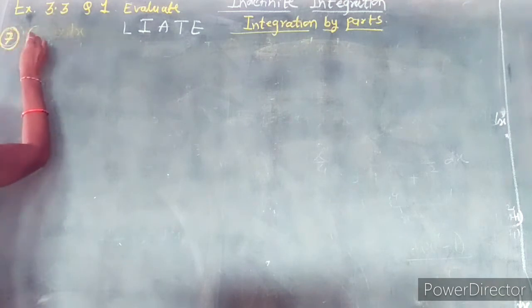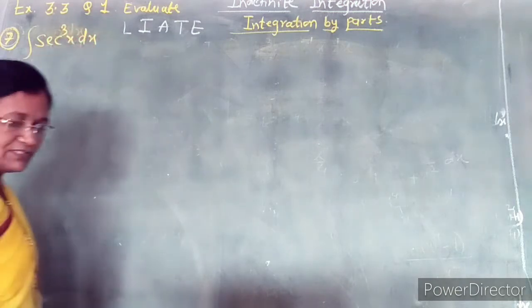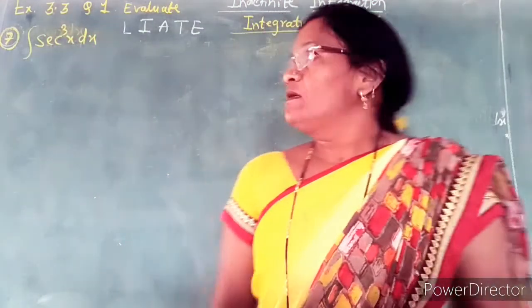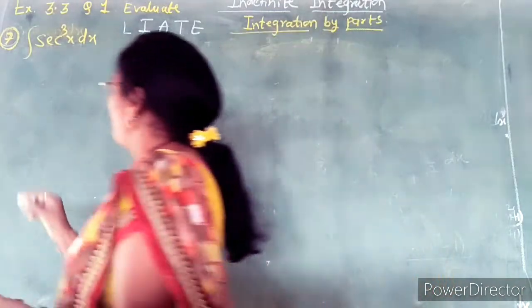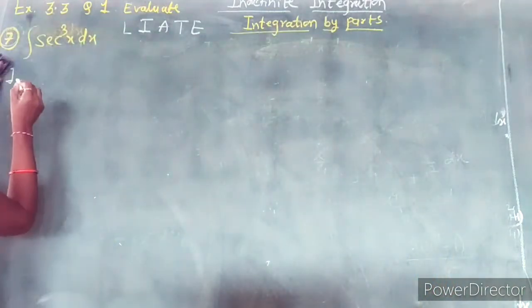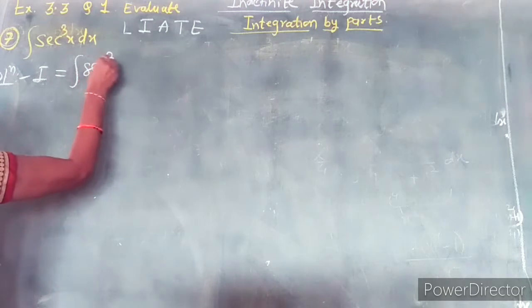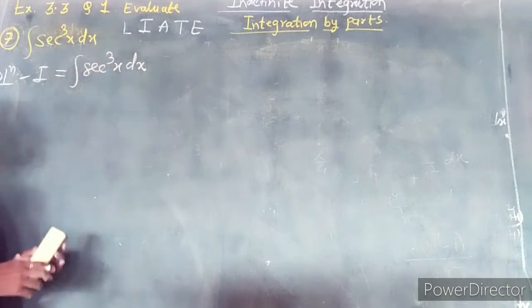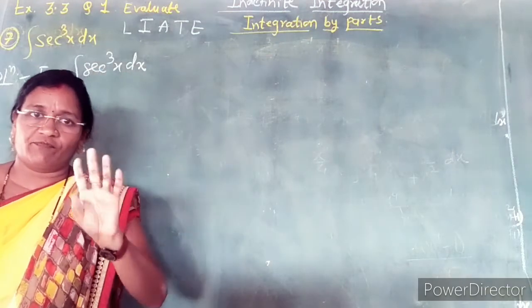So we take the next question, question number 7. Integral of sec cube x dx. This is a single function, but this is the counter example: integral of sec cube x and integral of cosec cube x. For this type of question, to find the solution, we take the integral as I is equal to the integral of sec cube x dx. See here, when the second function is not given, we may take the second function as 1.